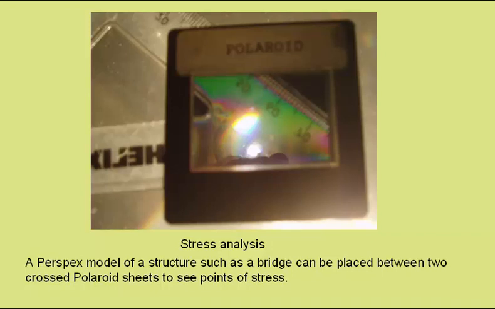The perspex rotates the plane of polarisation of the light having passed through the bottom piece of Polaroid, allowing some of it to pass through the top piece of Polaroid. The amount of rotation depends on the wavelength of the light, hence the different colours, and also on the degrees of stress within the perspex.